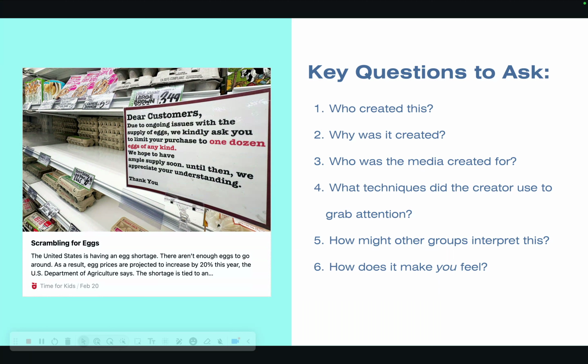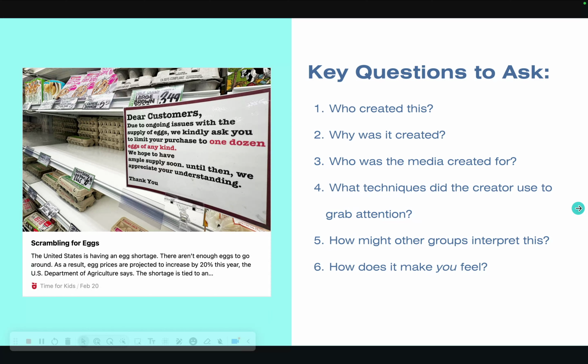Who was the media created for? I believe that this was probably for the general public. It might be targeted for a specific audience, but I'm going to go ahead and interpret it as the general audience because I have actually seen this in real life.